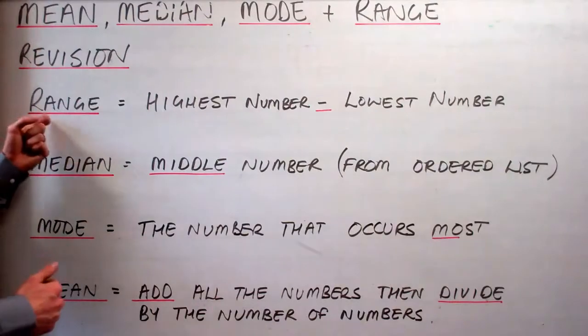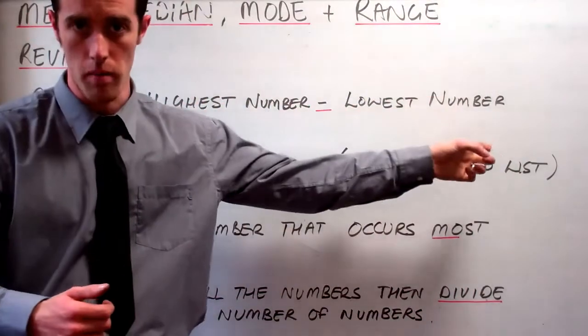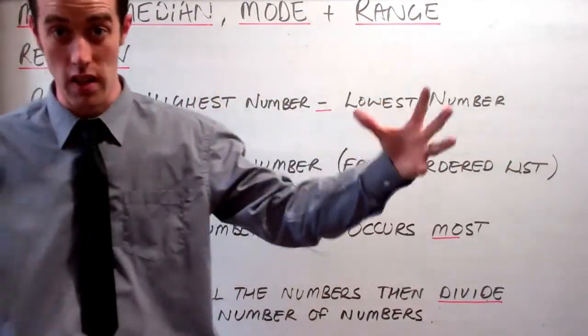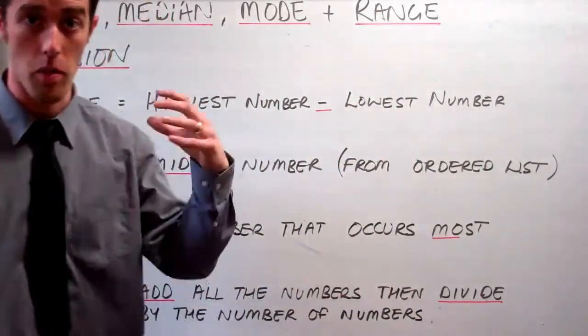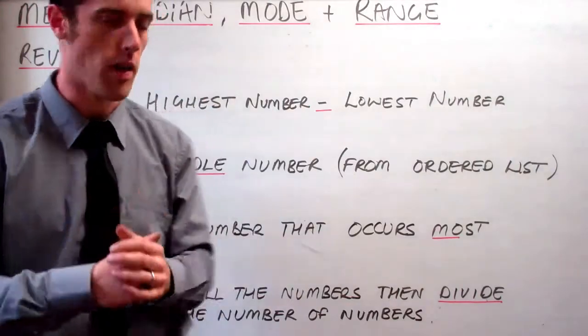Alright, so the range is the highest number, take away the lowest number. That gives you an idea of the spread of the data. The data is what we would call the group of numbers that you have in front of you. So the biggest one, take away the lowest one, that gives you your range.